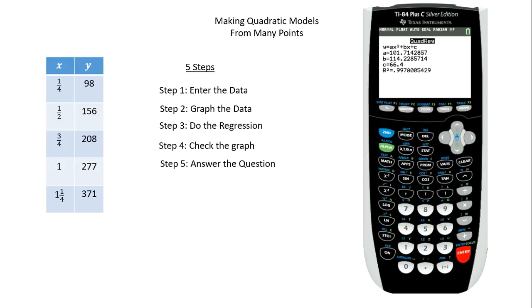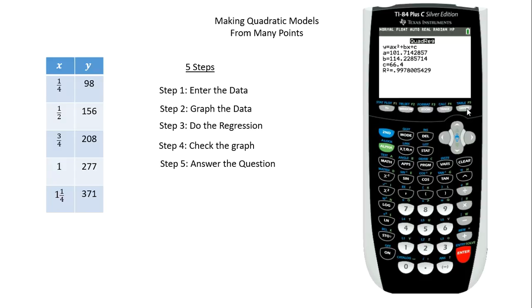Calculate, we get this. Y equals ax squared plus bx plus c. A equals 101.7. Just round it, 101.7. B equals 114.2. C equals 66.4. So we just plug those into our equation. Y equals 101.7x squared plus 114.2x plus 66.4. The r squared is how close is it? The closer to 1 that r squared number is, the better model it is. 0.9978 is really close to being perfect onto our data.